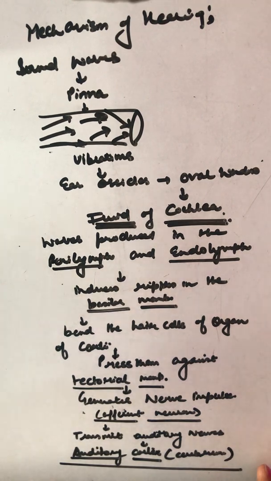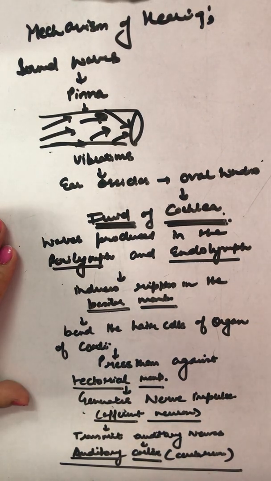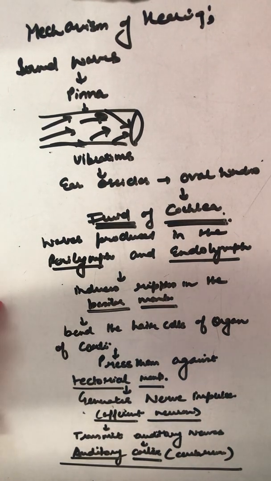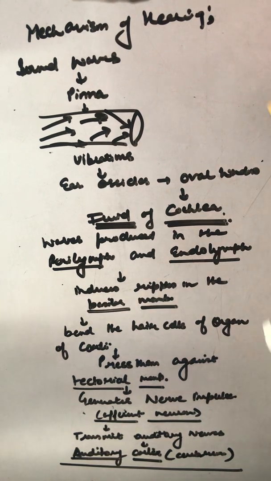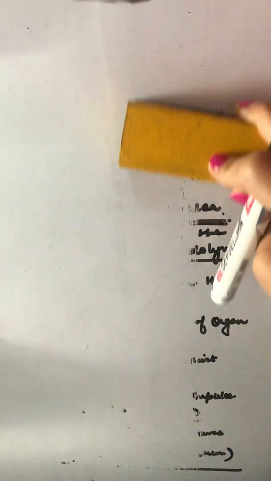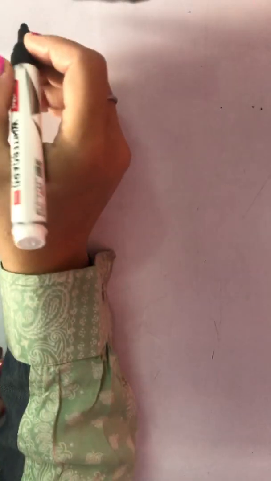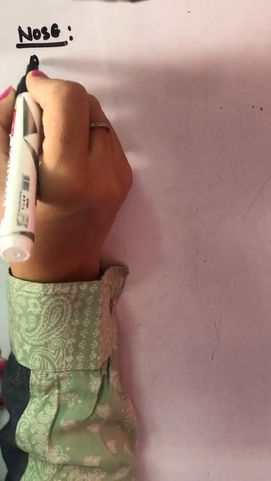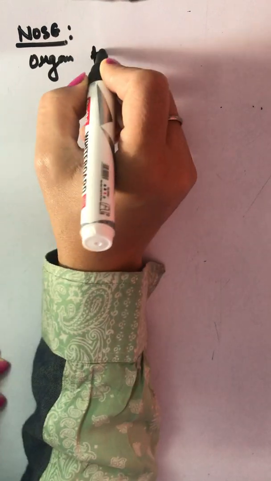Now we will talk about whether there are any other organs which help in this mechanism, or any other organ which is responsible for neural control and coordination. We should not forget the tongue and nose. These are the two other sensory organs. So, nose, what does it do? It's an organ for smell.